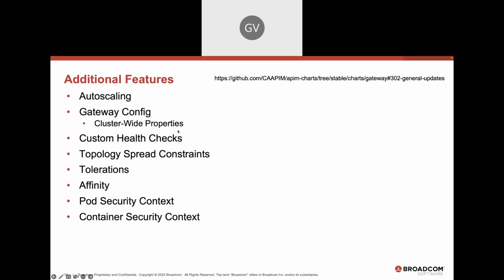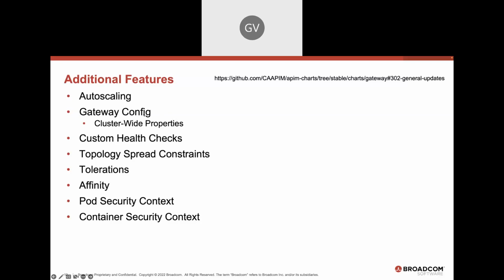You can also do things like add custom health checks. You can have topology spread constraints, tolerations, and affinity. All of these pertain to the way that gateway nodes might be placed within your Kubernetes cluster, so all of that's configurable. We won't go into much detail talking about those for now. And you also have access to pod security context and container security context.